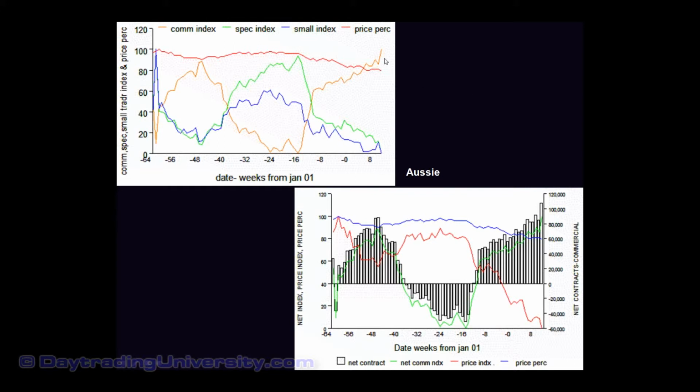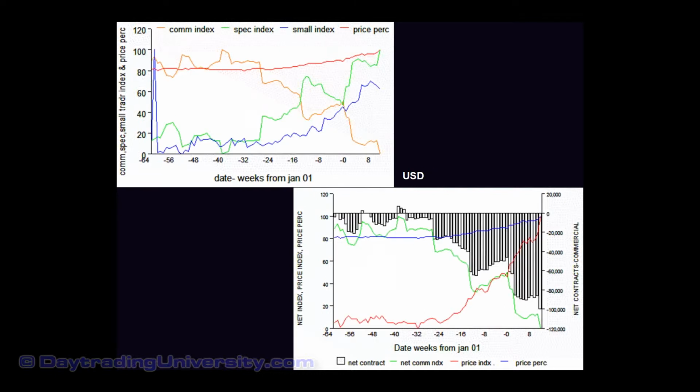The commercial traders a month ago were extremely long the Australian dollar. You can see that on this graph, and you can see a different rendition of that down here. Commercial traders extremely long the Australian dollar. At the same time, they were extremely short the US dollar. You can see that where my arrow is. And in this rendition down here, you can see the same thing.